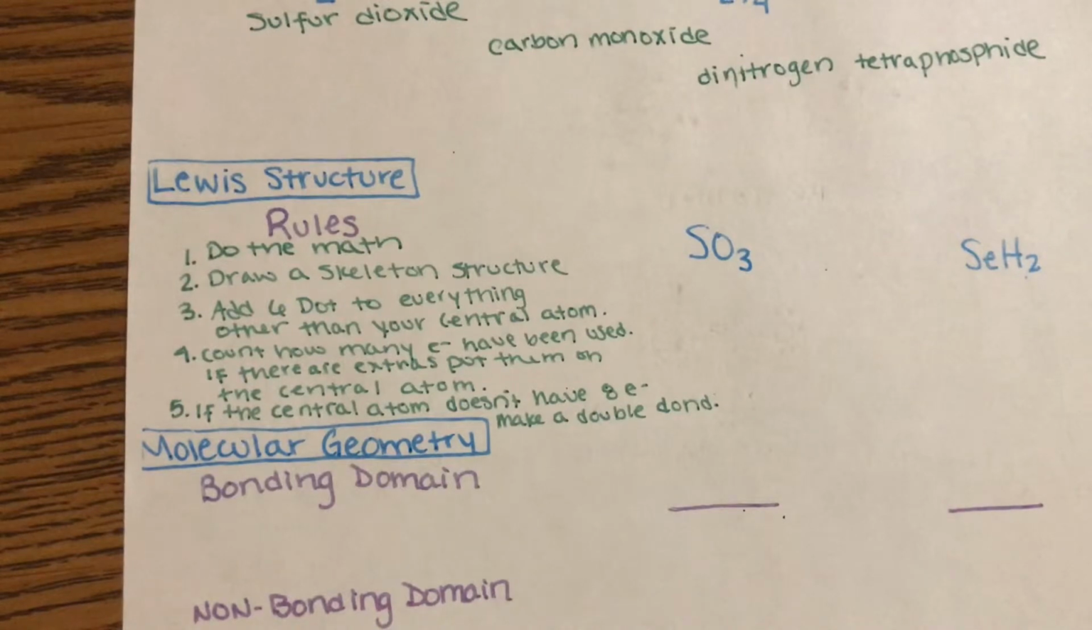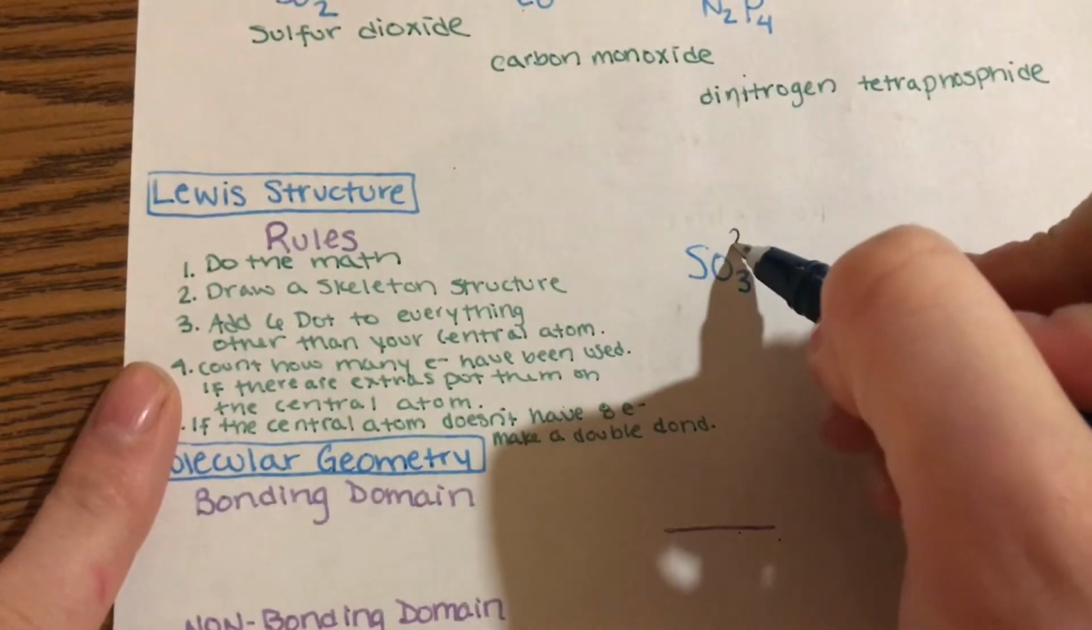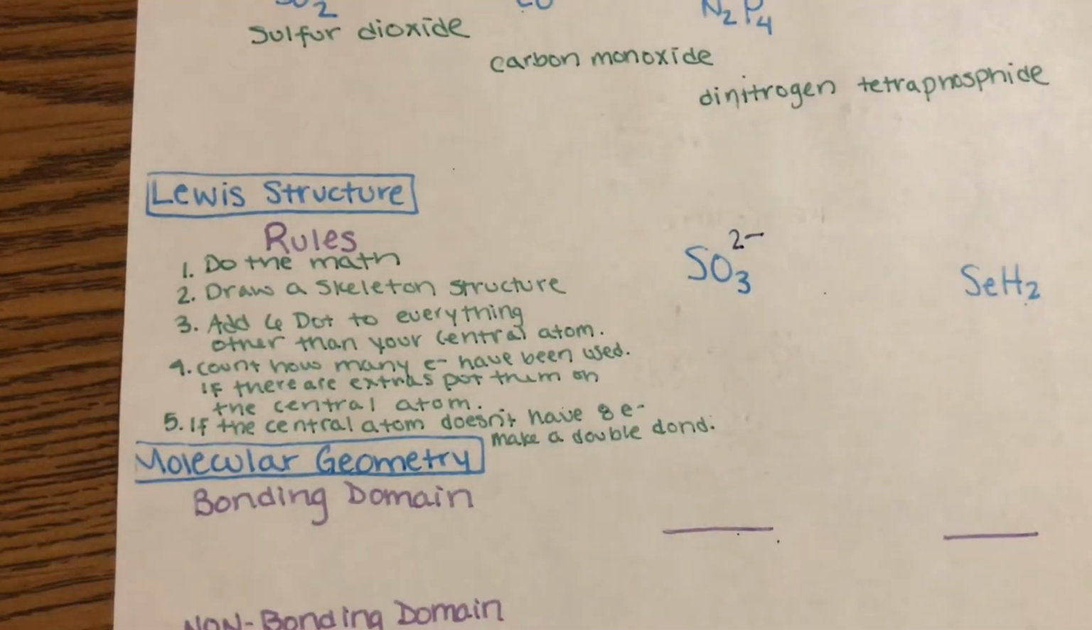Step number 4, you then count how many electrons you put on. If there's any extra electrons, you are then going to put those on your central atom. And then step 5, if your central atom doesn't have 8 electrons, you're going to make a double bond. So there's a mistake right here. I forgot to put the charge of our SO3. So this has a 2- charge. So go ahead and add that there.